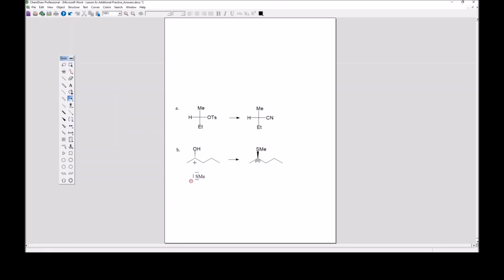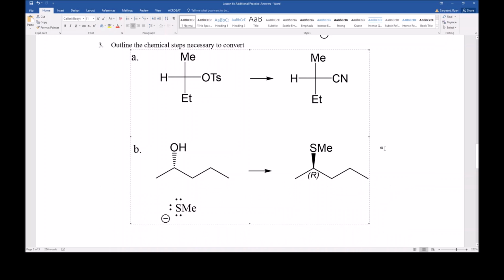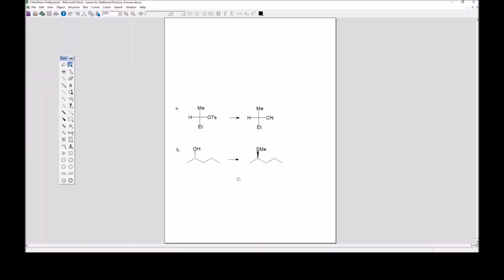The reason that this is an unsuccessful reaction has to do with... ChemDraw just crashed on me. The reason that this is an unsuccessful chemical reaction is because hydroxide is a notoriously poor leaving group. It just doesn't come off. So instead, we need to turn this alcohol into a better leaving group. And the way we do that is we tosylate it.